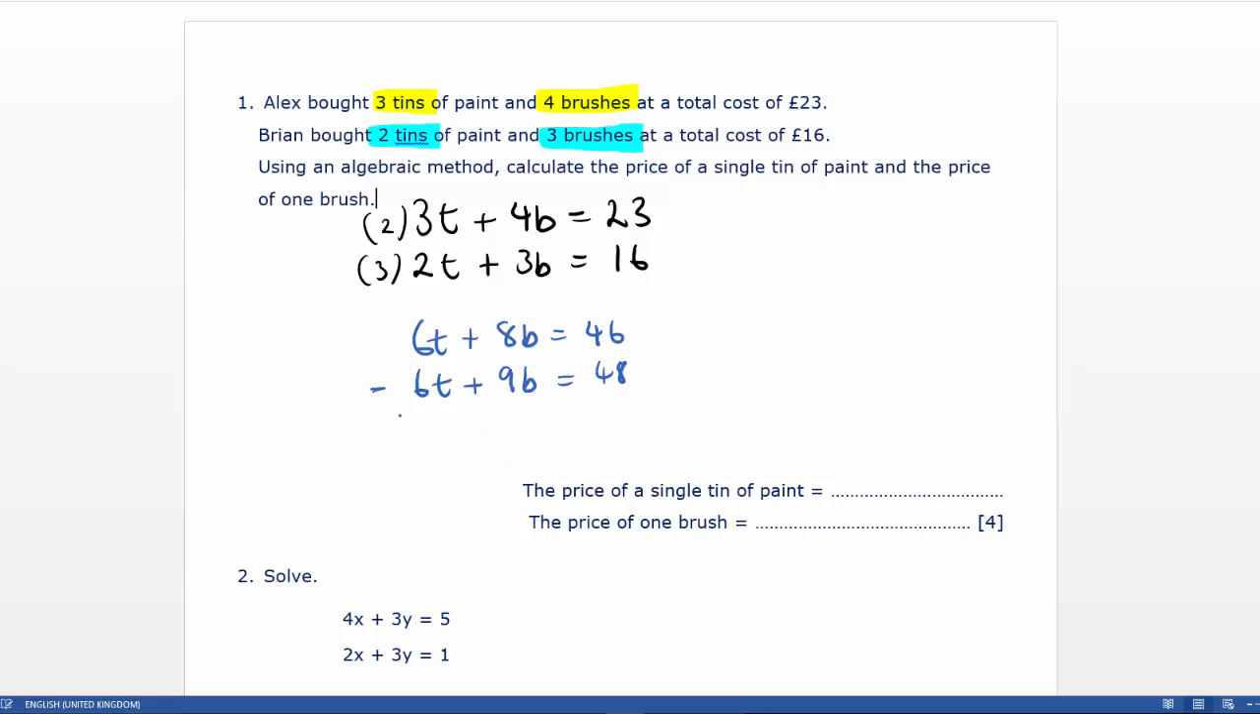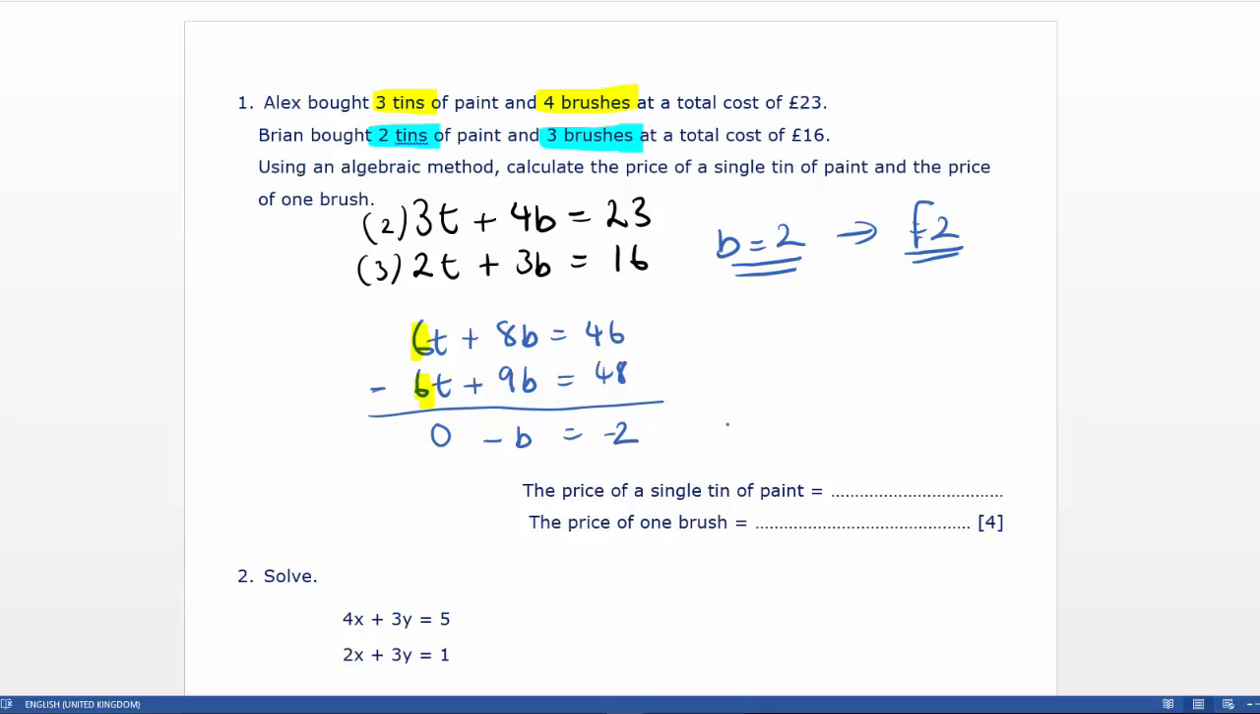Okay. Now I can go ahead and subtract those now because now the coefficients which I'm highlighting here are both the same for t. Okay. So obviously that's going to give me 0. 8b take away 9b. So go ahead. B minus b. Minus b. Good. And 46 take away 48. Minus 2. Because both of these two are negative, your final answer here, b, is actually going to equal 2, because we can't have a price of minus £2 because it doesn't make sense. So we know that's going to be £2.